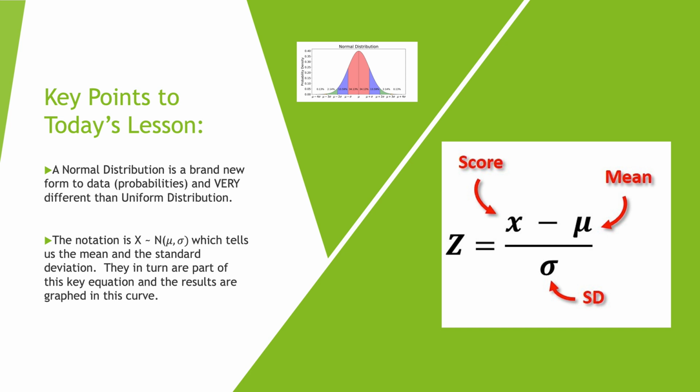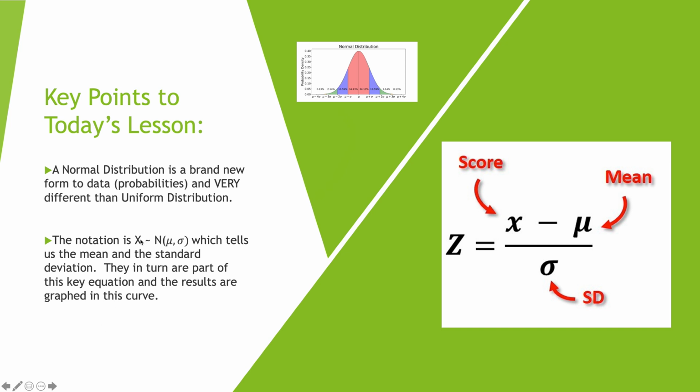Normal distribution is a brand new form to data, all right? Probabilities. And it's very different than uniform distribution. You have to notice right away, uniform in those formulas, those notations, and normal, very important. Uniform is a flat rectangle all the way across. The normal curve is a bell-shaped curve, very symmetric, okay? Well, so is a uniform one, but uniform looks like a rectangle. A bell shape doesn't look like a rectangle at all.